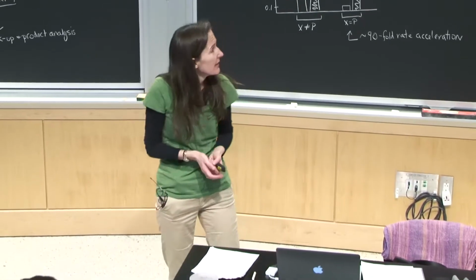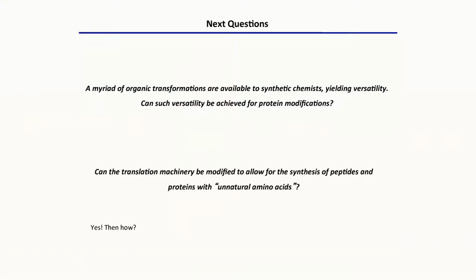And so to begin thinking about this, we can just consider some questions. Many of us in this room are chemists or chemistry majors. We can think about organic chemistry, so 512, 513, and all of the different organic transformations that are presented. If we think about all these organic transformations and how they're available to synthetic chemists, we see a lot of versatility. And we can simply ask ourselves, can such versatility be achieved for protein modification? What is the toolkit? How can that toolkit be expanded?